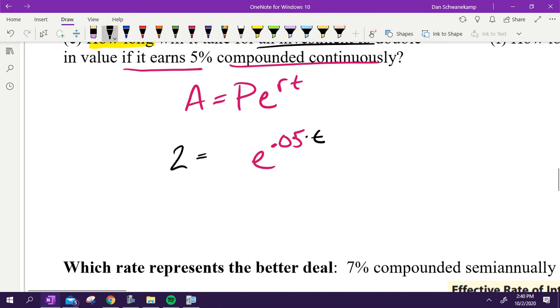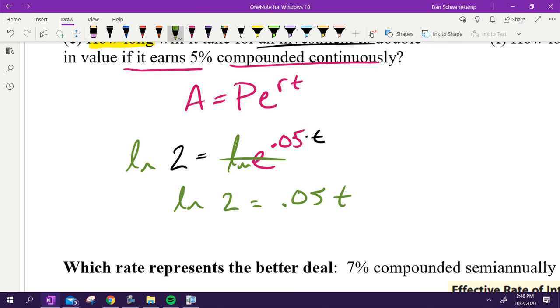Okay? So we're going to solve. What do I need to solve for? T. What do I have to do here? I'm going to take the natural log of both sides because it's e to that power. If I take the natural log of e, that's going to cancel out. So I get the natural log of 2 is equal to 0.05t.